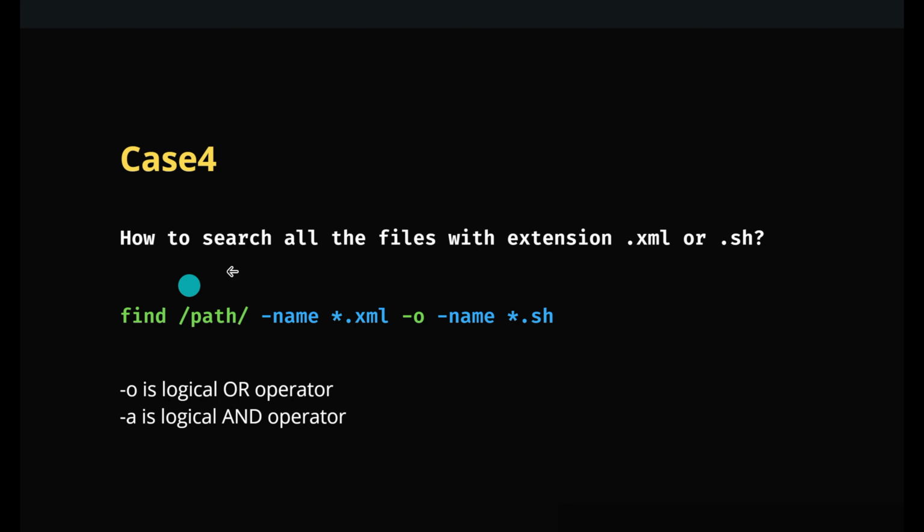Case number 4, how to search all the files with extension .xml or .sh. In a single command, we are providing two different conditions. So we are finding the .xml files as well as .sh files. In the find command, we can also use logical operators. So in this case, we are using -name *.xml. Okay, -o means the or operator, -name *.sh, so we are trying to find either .xml or .sh. I mean, whatever file is present, just give me the output.